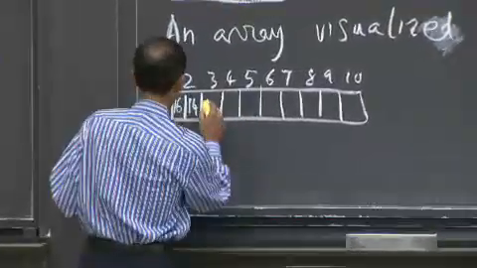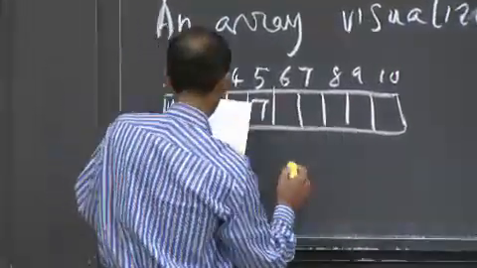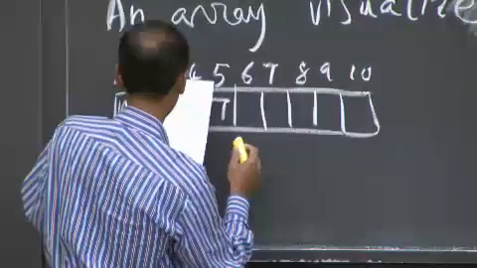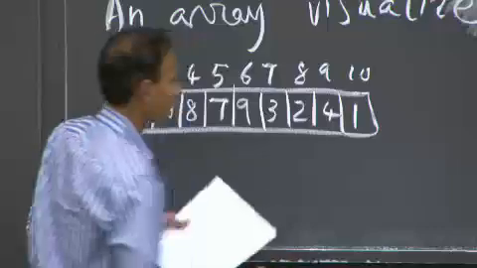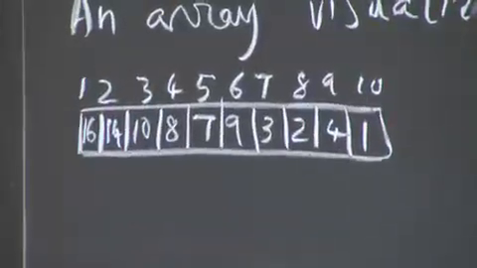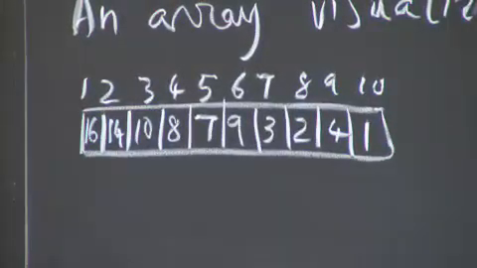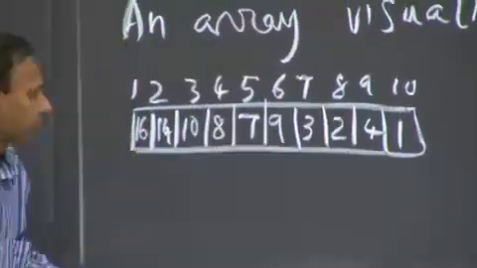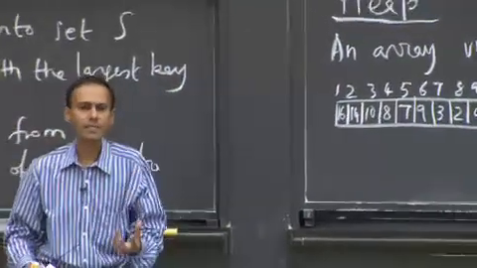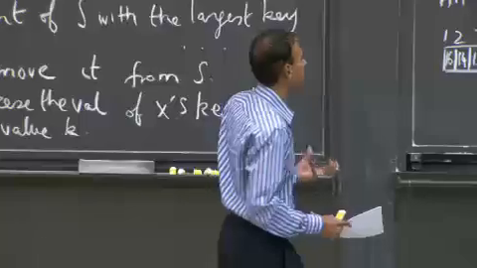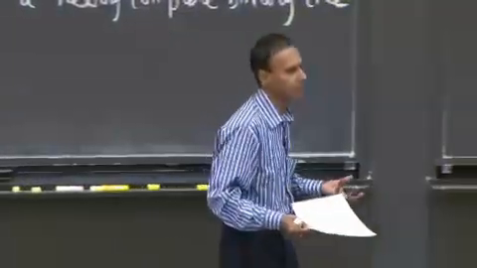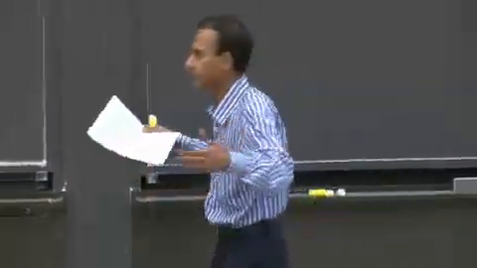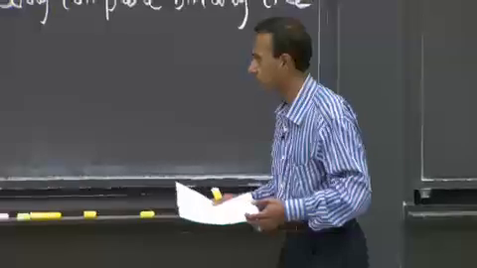16, 14, 10, 8, 7. So some set of elements, they're in random order, clearly not sorted. And I'm looking at the indices, and I'm looking at the elements, and I'm going to visualize this as a nearly complete binary tree. It's not a full binary tree because I only have 10 elements in it, and it would have to have 15 elements to be a complete binary tree.